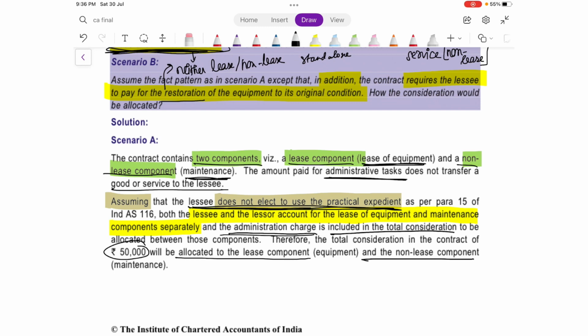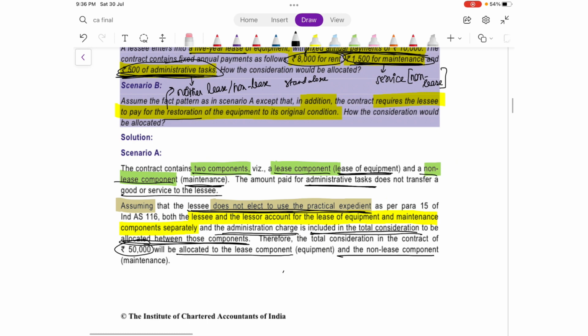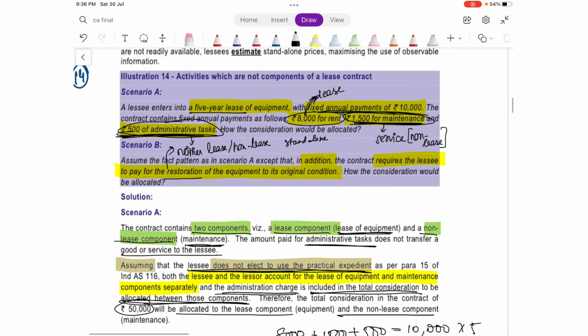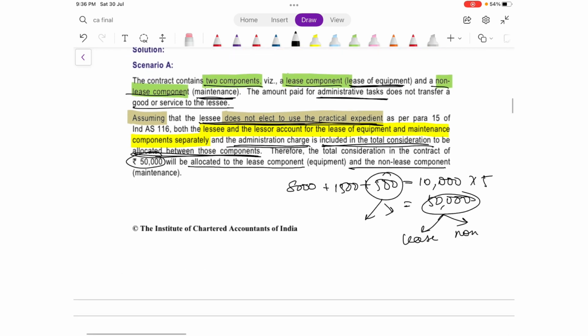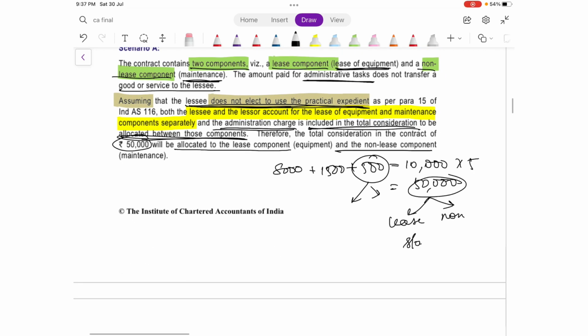They are saying the administration charge is included in the total consideration to be allocated between both of these components. So here the total is how much? The total is 8,000 plus 1,500 plus 500, which is 10,000, and this you are going to pay for how many years? 5 years, because it is a 5-year lease component. So 50,000 rupees in total. This you have to allocate between lease and non-lease component, is what they are saying. So when you are allocating, this 500 will also get allocated as lease and non-lease component. Okay, in the ratio of the standalone prices, you have to split this total consideration.